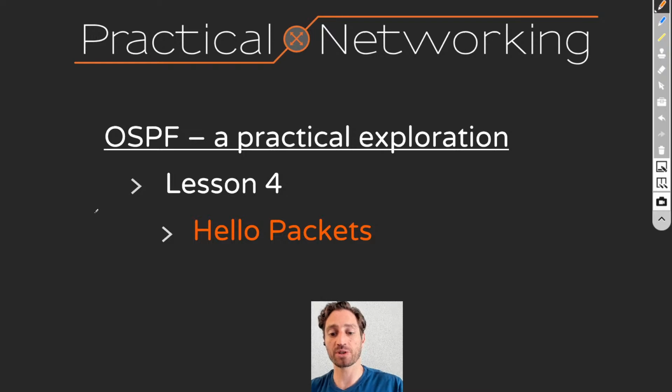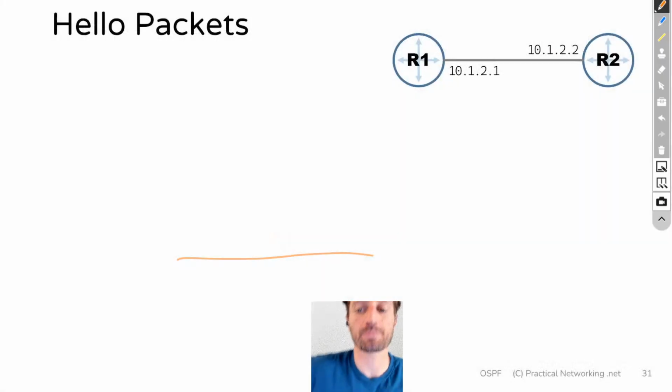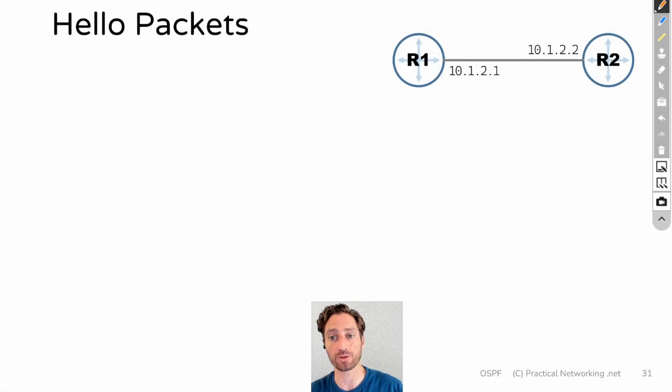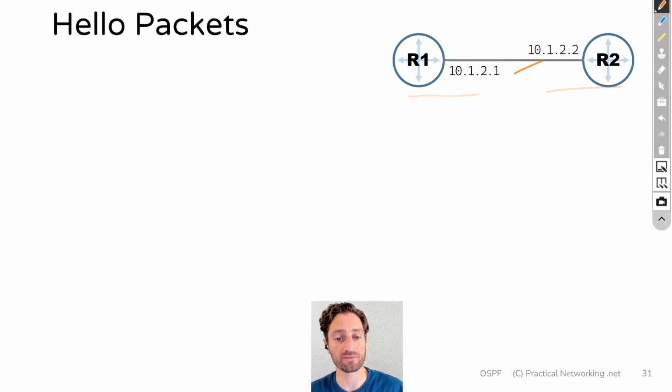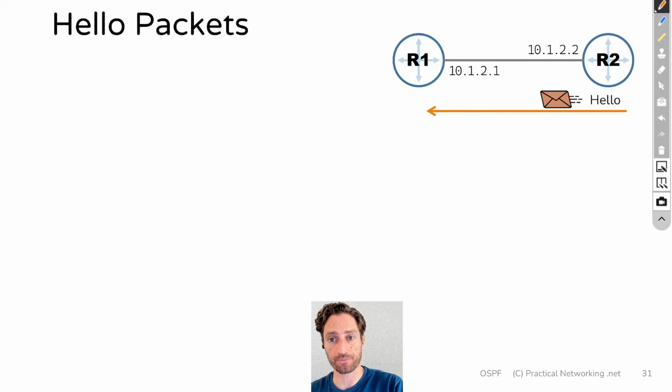With that said, let's get into the concept of hello packets. Let's pick that apart in more detail. Cool, so here we have a topology: two routers directly connected to each other and some IP addresses configured on that particular link. As we mentioned before, hello packets are sent from one OSPF router to another.